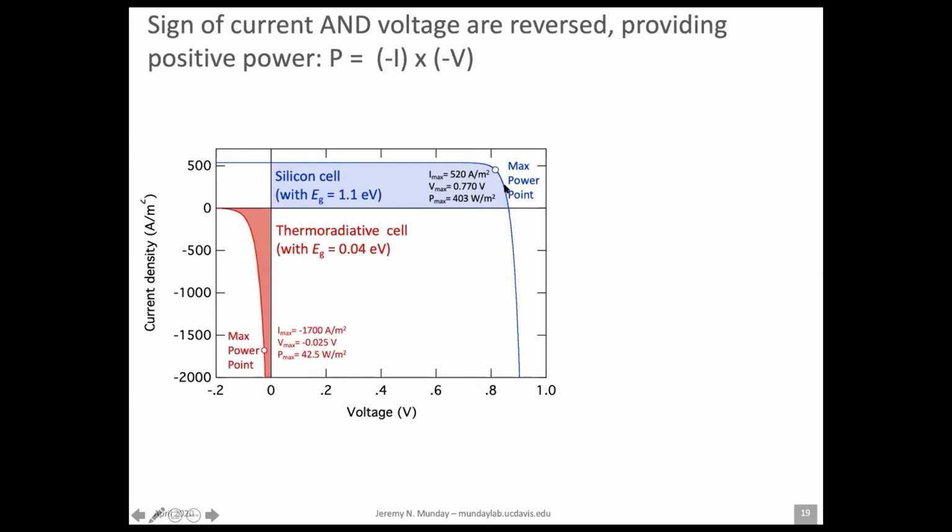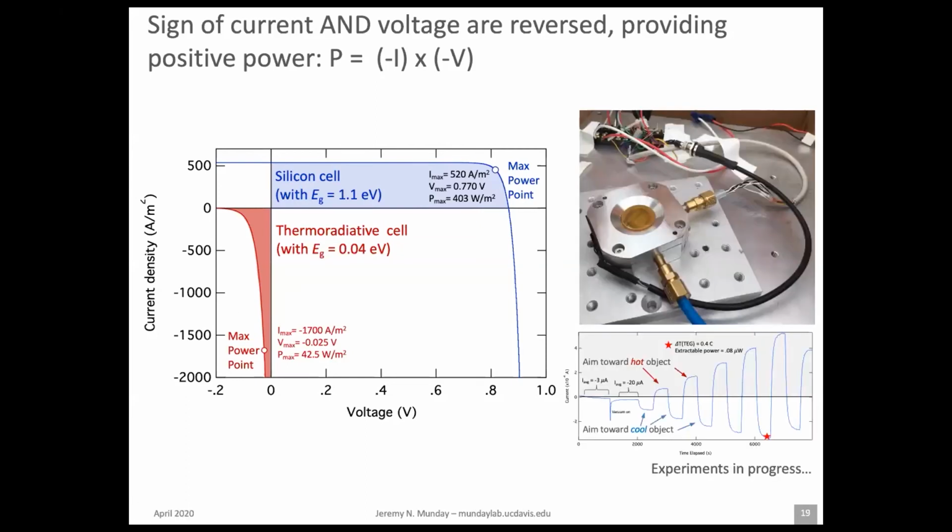With this thermoradiative cell, what happens is rather than having the positive current and positive voltage, we now have negative current and negative voltage. So the power, which is the product of these two, still gives you the same sign. If the power is positive here, the power is positive here because the two minus signs cancel. And so that's the region where we'd have this thermophotovoltaic working. And so again, we can produce power just like we would with a regular solar cell.